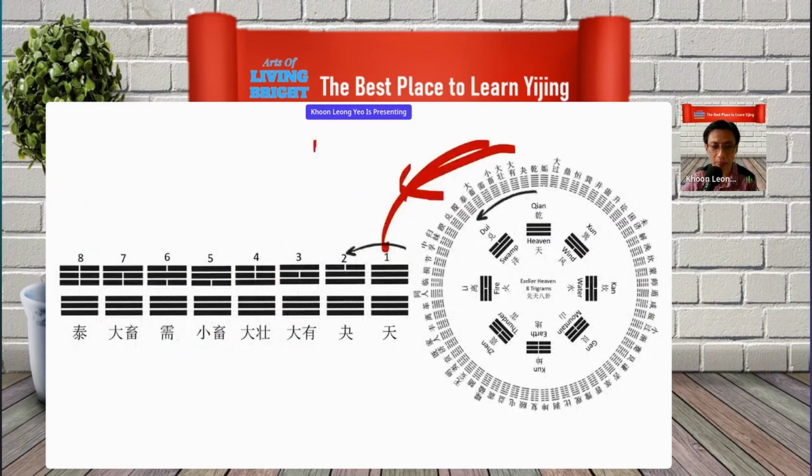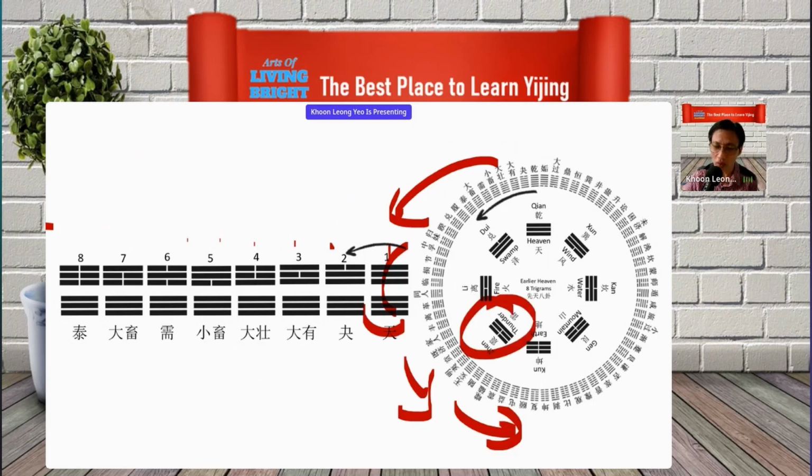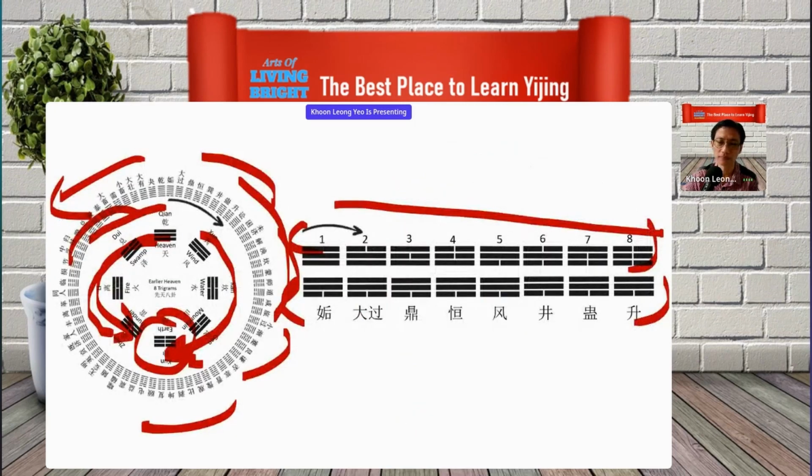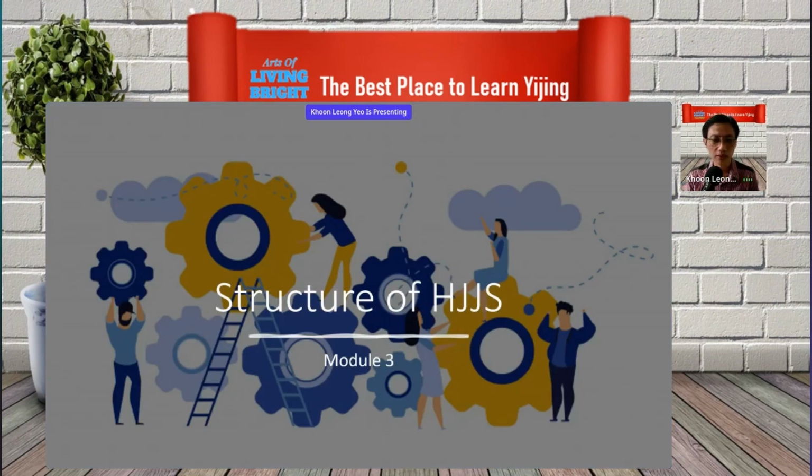For the heaven cam, it is also the same. The top trigram also follows 1, 2, 3, 4, 5, 6, 7, 8, but in this orientation. Do the same until you hit 正卦. Can you follow, Pei Pei? Good to go. If you still have questions, Pei Pei, continue to type in the chat box. Otherwise, I'll just move on.